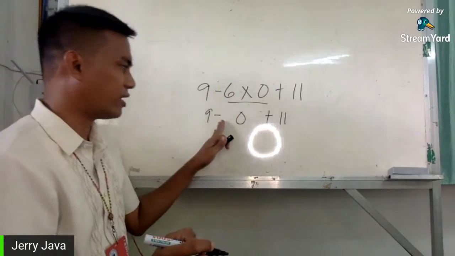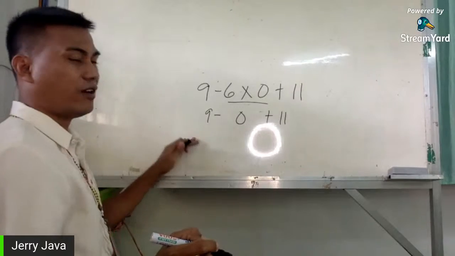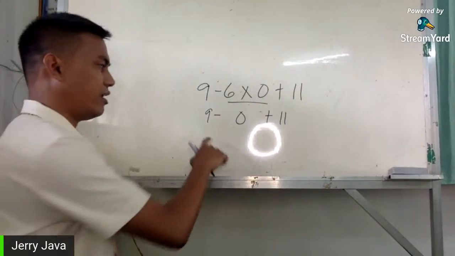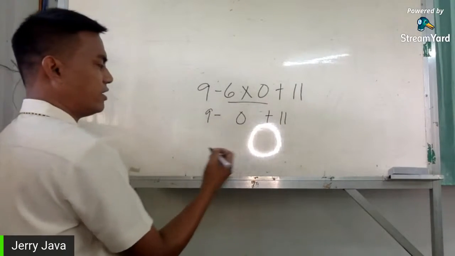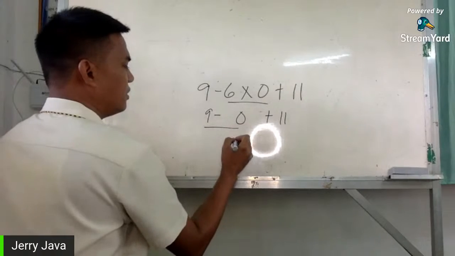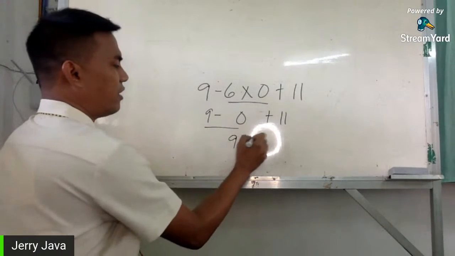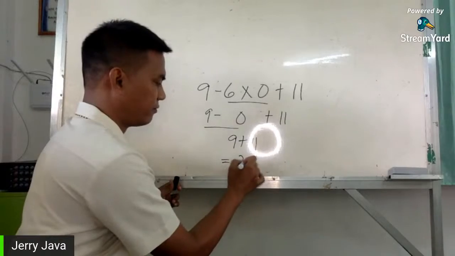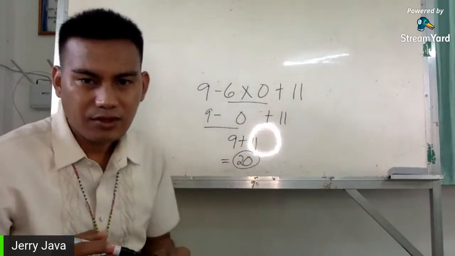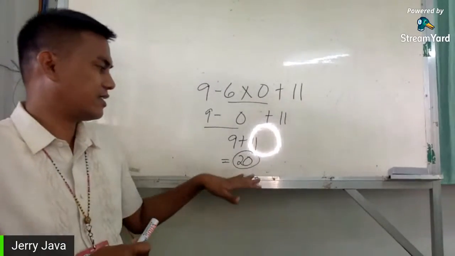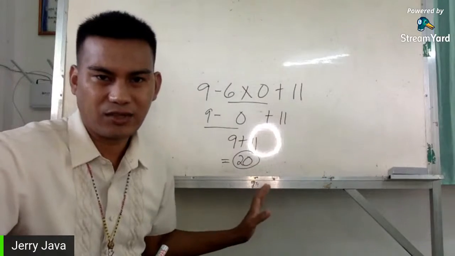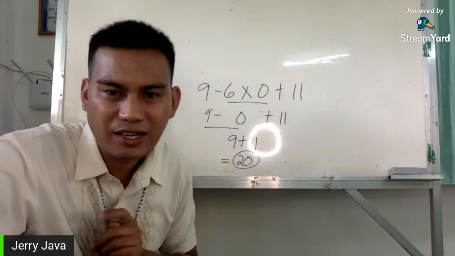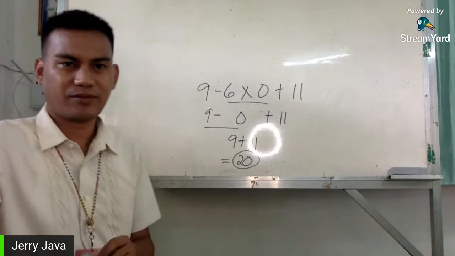So you're going to subtract first or add, whichever comes first. When you are left with this, you work from left to right. So 9 minus 0 gives you 9, then plus 11 gives you 20. Okay, the correct answer is 20. Who got 20 there? Okay, the correct answer is 20.